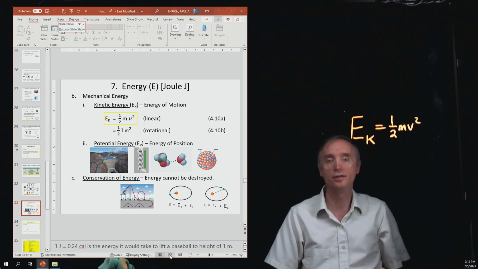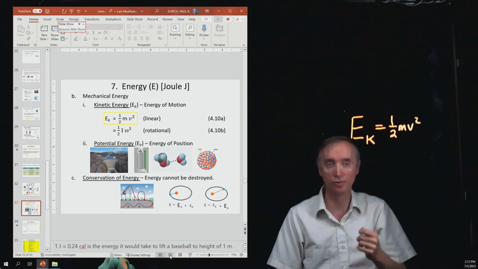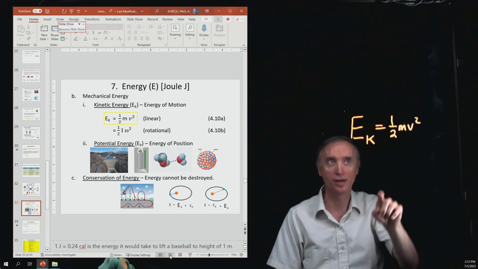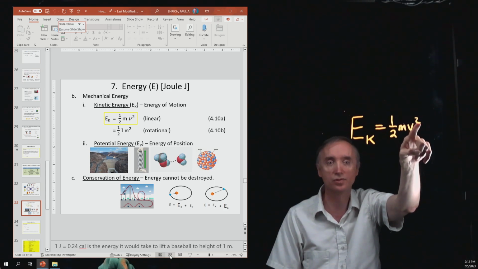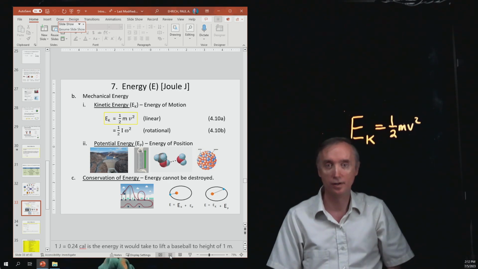So if I said that the speed doubles, what happens to the energy? Don't say that the energy doubles, okay, because it's v squared. So if it doubles, 2 squared is 4. So it'll have 4 times the amount of kinetic energy.